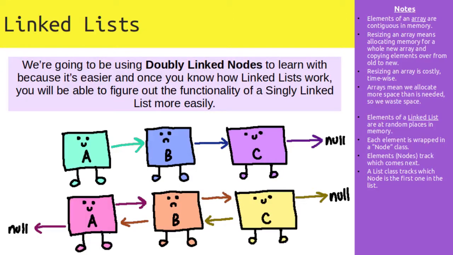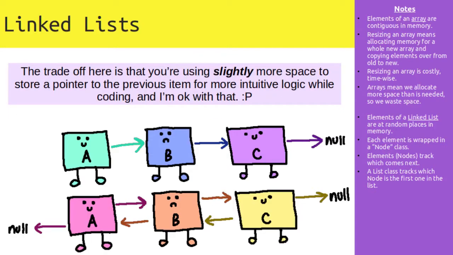We're going to be using doubly linked nodes to learn with because it's easier, and once you know how linked lists work, you'll be able to figure out the functionality of a singly linked list more easily. The trade-off here is that you're using slightly more space to store a pointer to the previous item for more intuitive logic while coding, and I'm okay with that.